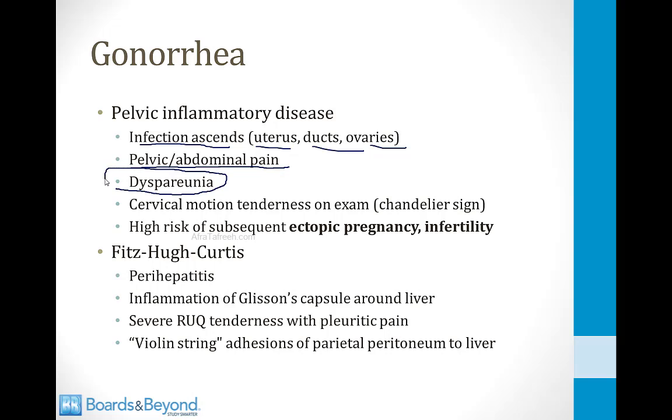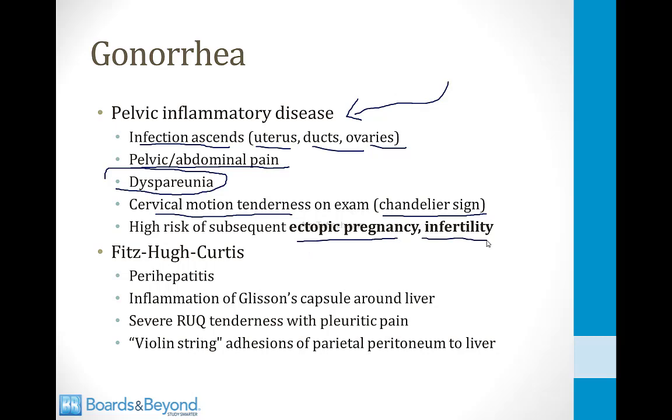That's called dyspareunia. And a classic finding on physical exam is cervical motion tenderness. So when you move the cervix, it's very painful. This is classically called the chandelier sign because it's so painful that women jump off the table and hit the chandelier. And once you've had pelvic inflammatory disease, there's a very high risk for subsequent ectopic pregnancies or infertility.